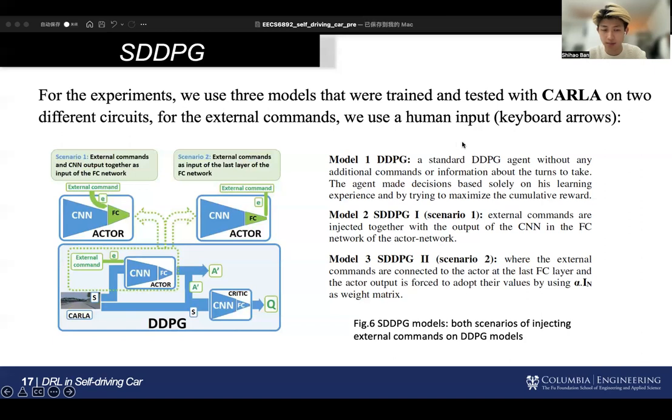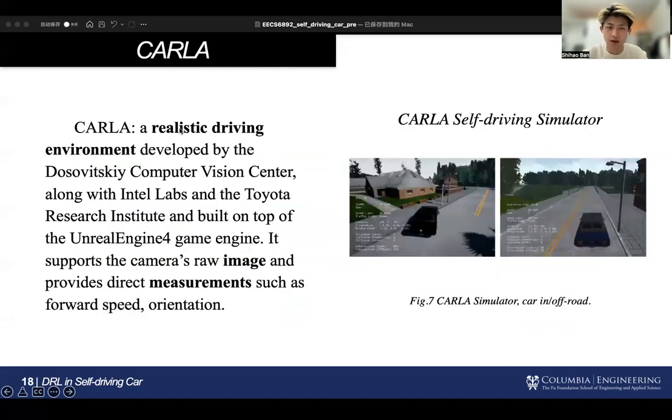Before I introduce our experiment, which is the most important part, let me give a short introduction to CARLA. CARLA is a realistic driving environment developed by this center along with this lab and this institute, built on top of this game engine. It supports the camera's raw image and provides direct measurements such as forward speed and orientation. Yeah, here's a picture of that.